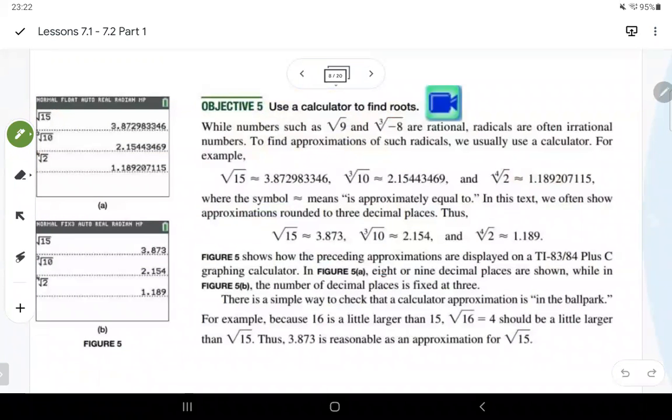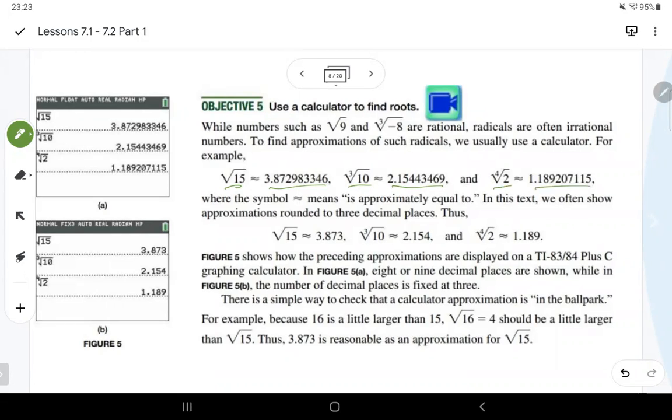Last objective is using a calculator to find roots. While some numbers, such as the square root of 9 and the cubed root of -8, are rational, radicals are often irrational numbers. To find approximations of such radicals, we usually use a calculator. For example, the square root of 15 is approximately this decimal. And then we have the cubed root of 10 and the fourth root of 2.